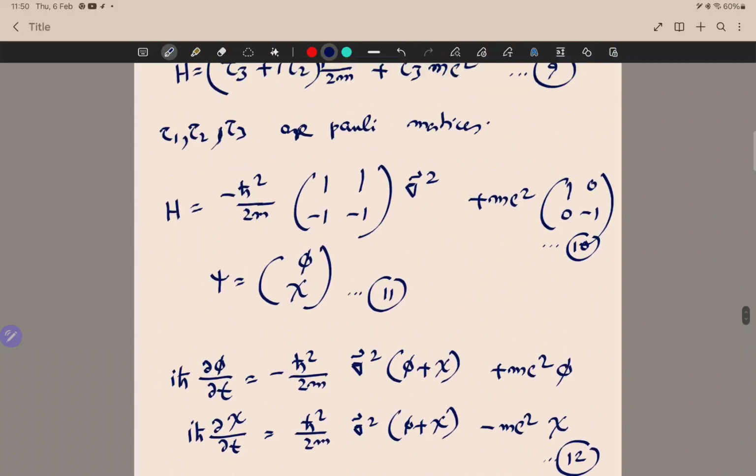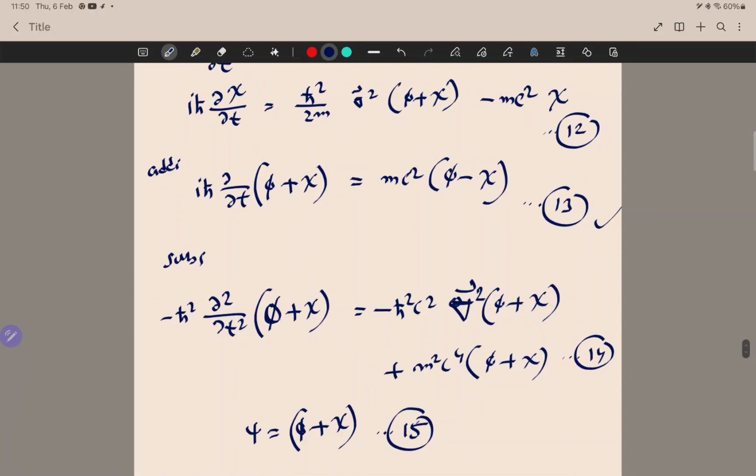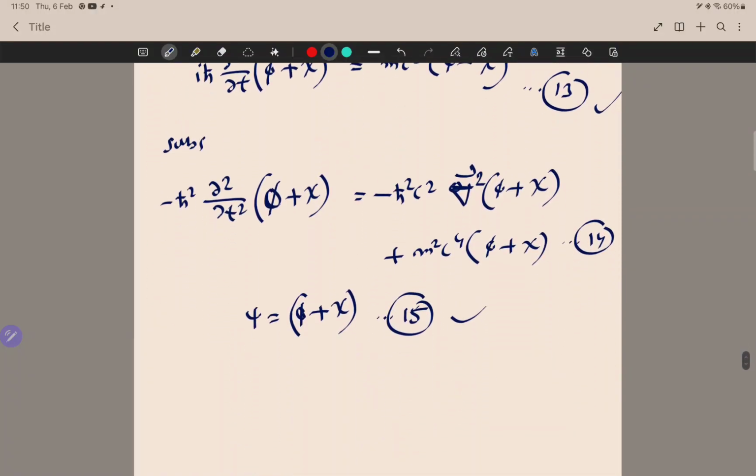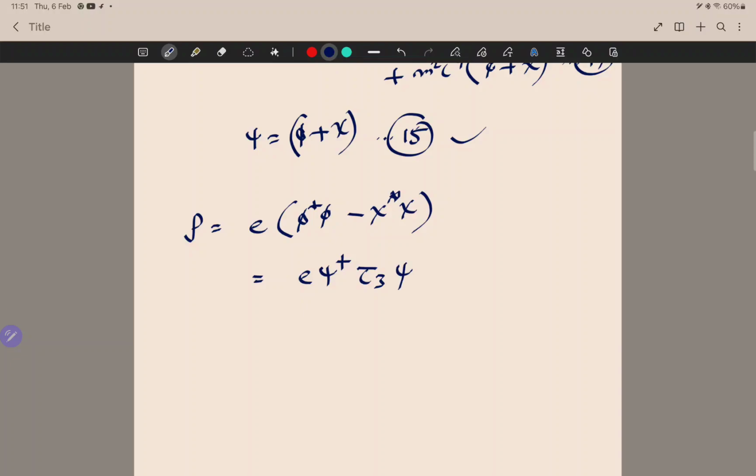So 11, 13 and 15 can be expressed as rho equal to E (φ* φ minus χ* χ) and E ψ dagger τ3 ψ.